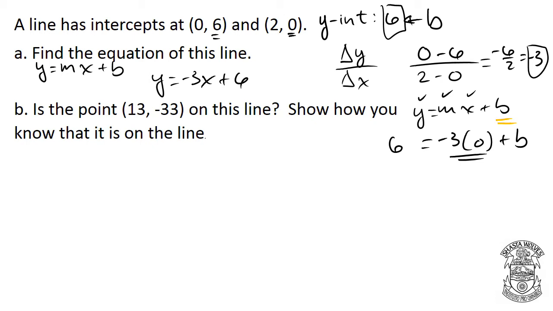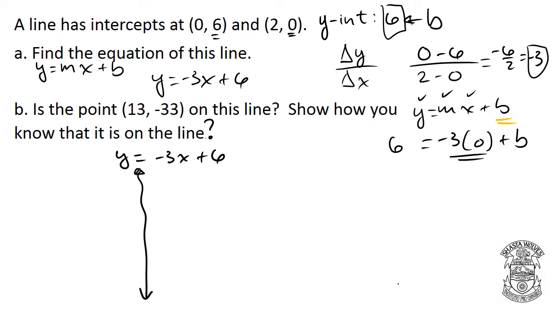Part B of this question says, is the point (13, -33) on this line? Question is, is it on the line? Don't say, yeah, I graphed it, it looks like it's on the line, or my calculator says it's on the line. The reason why this can be on the line is if that point makes this equation, y = -3x + 6, true. If it makes it true, then it's on it. If it doesn't make it true, it's not.